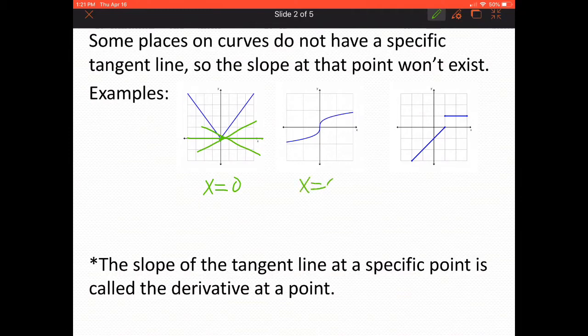Same thing at x equals 0 for the next one. If I were to try to draw one tangent line, everybody might draw some different line right there at x equals 0. And for this last graph at x equals 1, we have an issue because which point are we even looking at? So where would I draw my tangent line? So please just keep in mind that when we are asked to find the derivative at a point, what we're doing is we're finding the slope of the tangent line at that specific place.